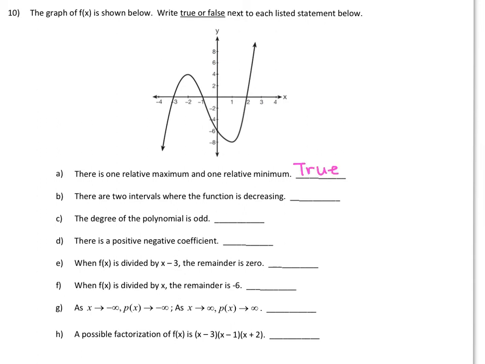Letter B. There are two intervals where the function is decreasing. Okay, decreasing just means going down. So here the graph is increasing, here it's decreasing, and here it's increasing. So this is false. There's not two intervals where it's decreasing. It's just one interval where it's decreasing. So this is going to be false.